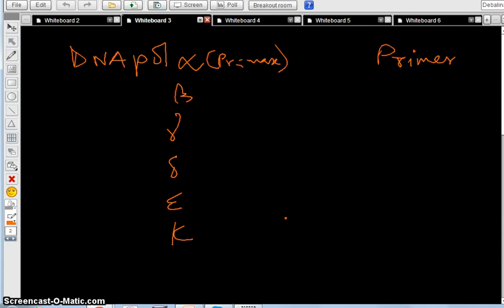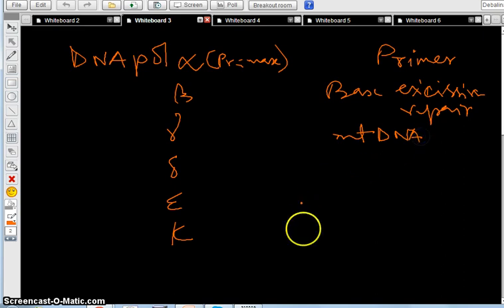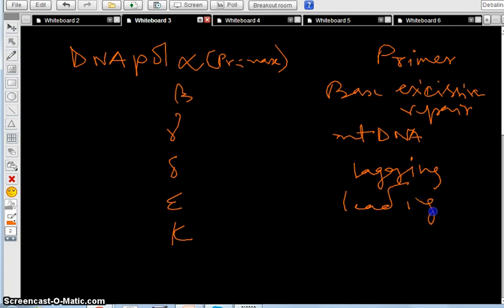This beta is responsible for base excision repair. It's a kind of repair system that we will be discussing later in another video. This gamma is responsible for mitochondrial DNA replication. This delta is responsible for the lagging strand synthesis, and this eta is responsible for the leading strand synthesis. But in case of prokaryotes, both the lagging and leading strands were synthesized by one single polymerase, that was DNA pol 3. And the last one, kappa, is required for the attachment of the cohesin.